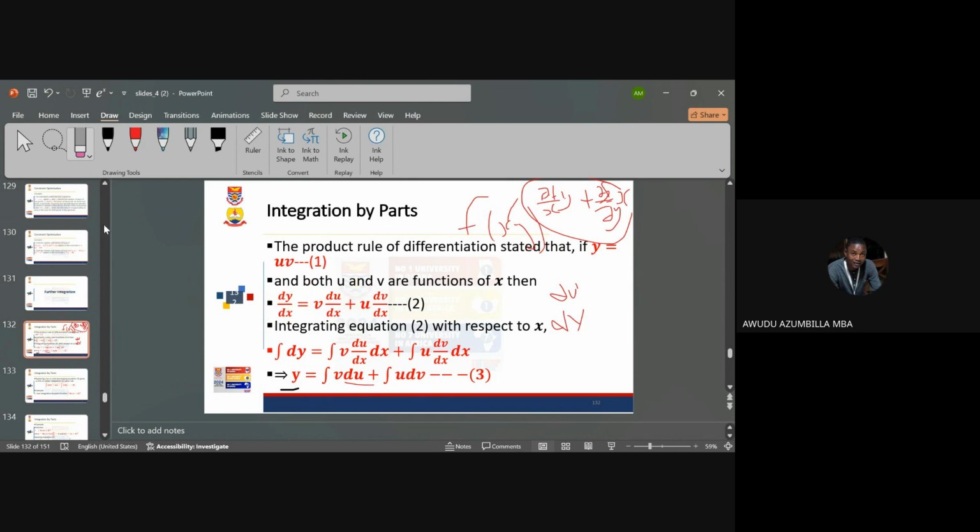Now, when you have this one, the next step is to let our y, because we want to divide it into two parts. Let our y be equal to uv. Let y be equal to uv. So that is the first scenario that we have here. The rule of product differentiation states that if y is equal to uv, it means that in place of y here, we are going to substitute our uv there.